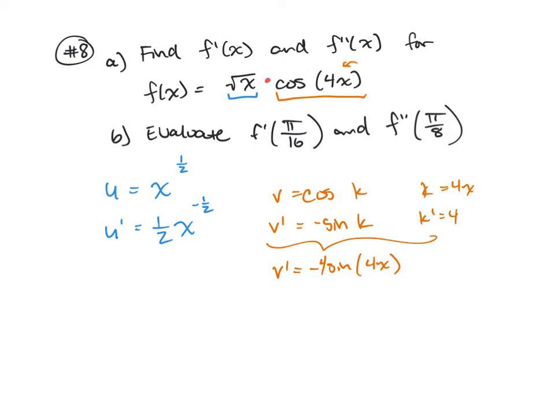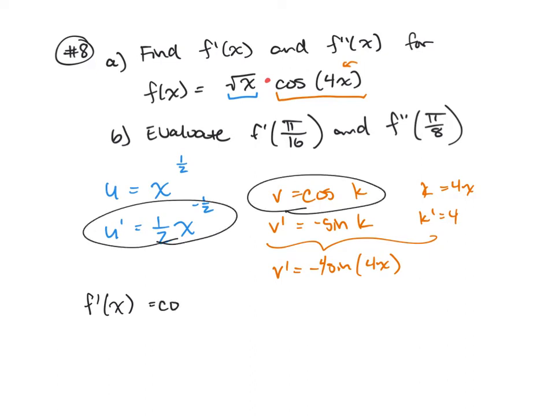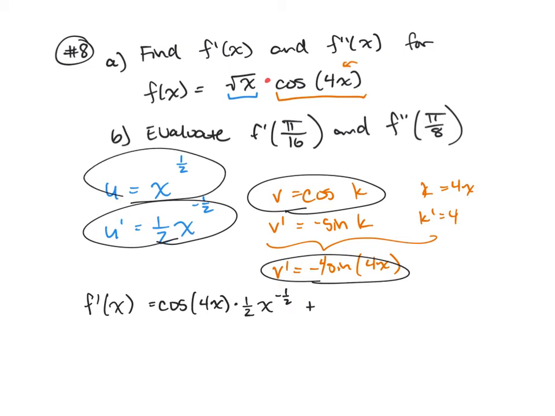Okay, so product rule, we're going to get F prime is V times U prime. So cosine of 4x times 1/2 x to the negative 1/2, plus V prime times U. So negative 4 sine of 4x times x to the 1/2. And obviously it's okay if you've got some different things, like the half is out front or blah, blah, blah.